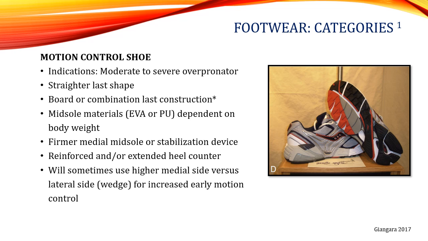And the most supportive shoe is the motion control shoe that is for the moderate to severe overpronator. It has a straighter last to it, mid rather than the curvature that we've seen in the previous models. The midsole material is made of the same materials, the EVA and the PU, depending on the body weight of the individual. And then the firmer medial midsole or stabilization device is built within the shoe. We'll sometimes use higher medial sided versus lateral sided wedges for increased early motion control as the foot hits the ground and attenuates to the shock absorption.